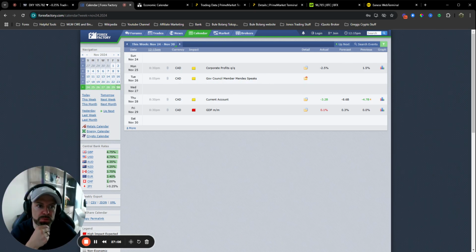Canada last week corporate profits not good. CAD current account, it's getting better. Obviously, it's still minus, but it is better than before. So that means people are spending more money within the economy, which is getting better. GDP month on month is getting slightly better, but it's still bad, right? And it's only month on month. So let's see what we've got next week.